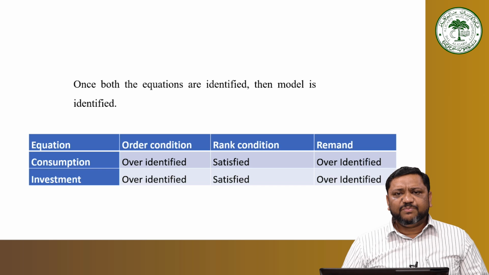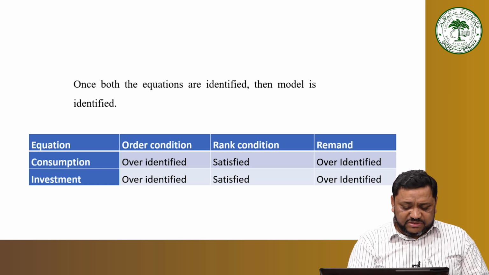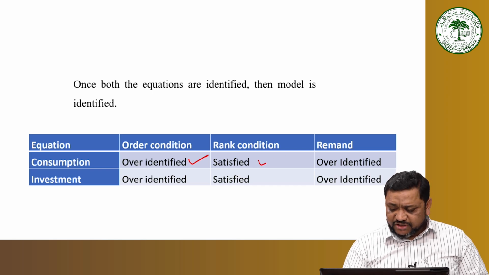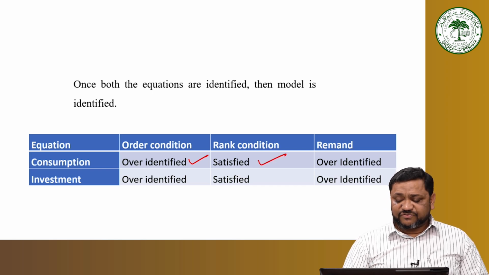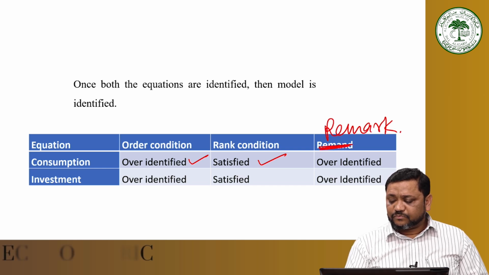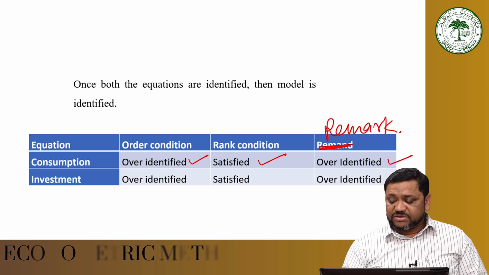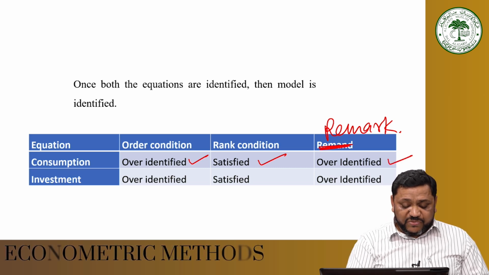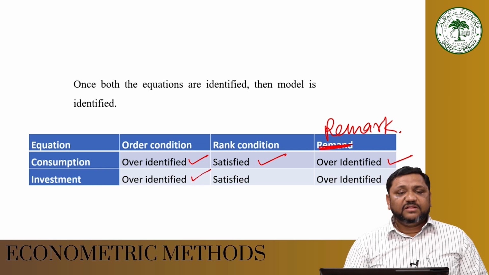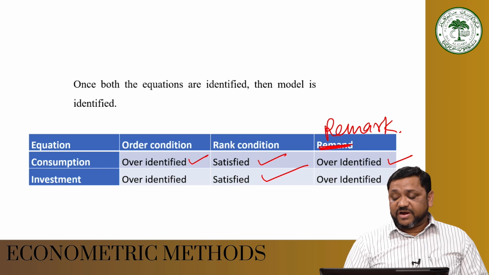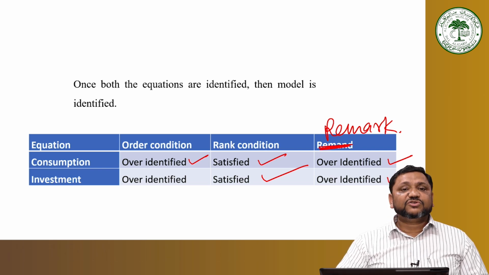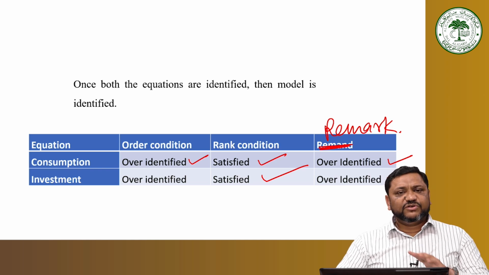Now the final table can be presented to you in this format. For the consumption function, the order condition said it is over identified, and the rank condition was also satisfied. So the final remark is that this consumption function is over identified. Now investment, we have seen the order condition was over identified, and the rank condition was also satisfied. So we can say that this investment function is also over identified. The third equation we ignore.